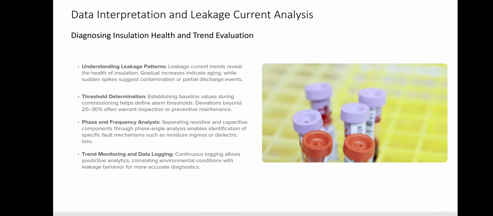Data interpretation and leakage current analysis: diagnosing insulation health and trend evaluation. Understanding leakage patterns: leakage current trends reveal the health of insulation. Gradual increases indicate aging, while sudden spikes suggest contamination or partial discharge events. Therefore: threshold determination, phase and frequency analysis, trend monitoring, and data logging.